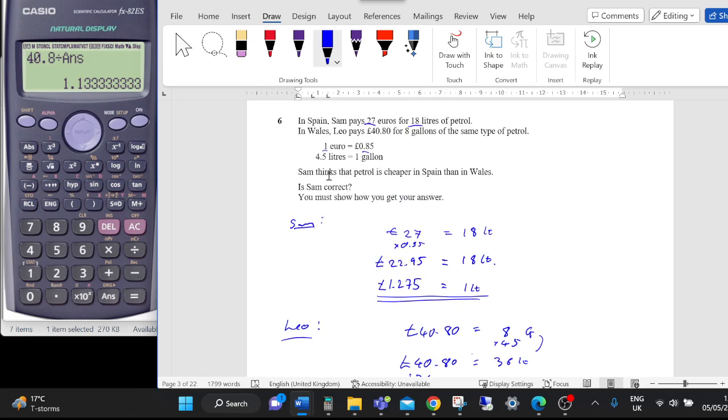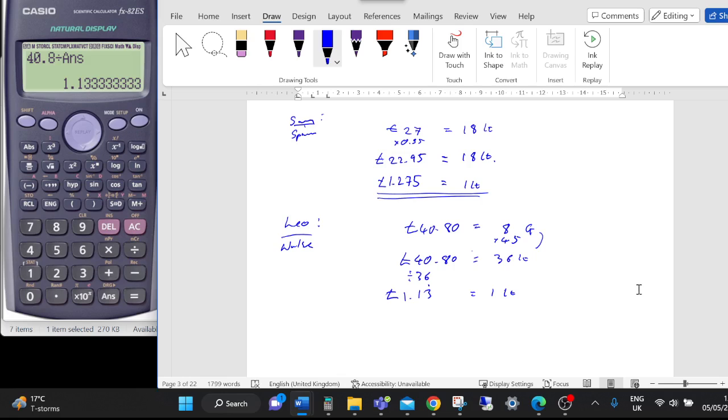So let's look. Sam thinks petrol is cheaper in Spain than in Wales. So Sam was in Spain and Leo was in Wales. Is Sam correct? No. No, petrol is cheaper in Wales.